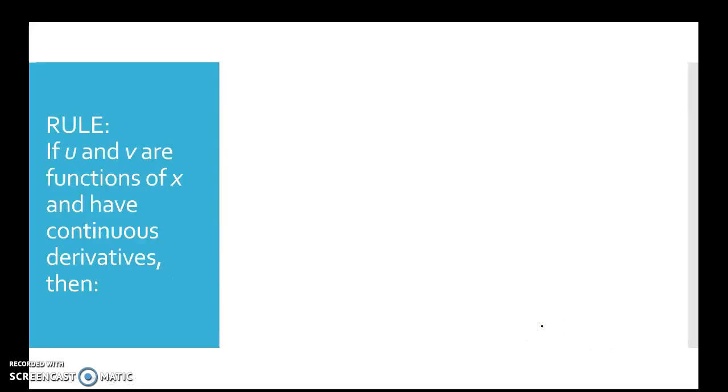Okay, so the rule: if u and v are functions of x and have continuous derivatives, then the antiderivative of u dv is u times v minus the integral of v times du. All right, so check this out. This is what the form looks like, u times dv. This is what its antiderivative is. So it's up to you to pick what the u and the dv are.